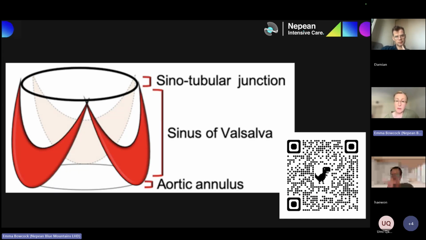This is an excellent paper. You can scan that and look through it, but essentially if you want to know all about the mechanisms of AR in more detail, this paper's the one.